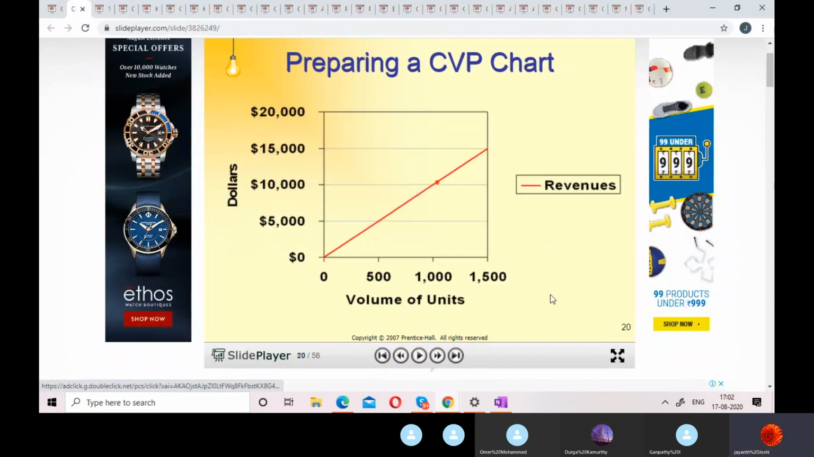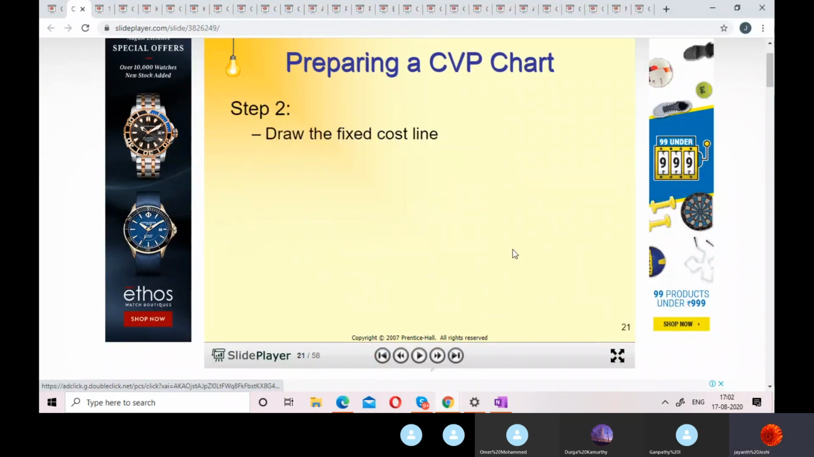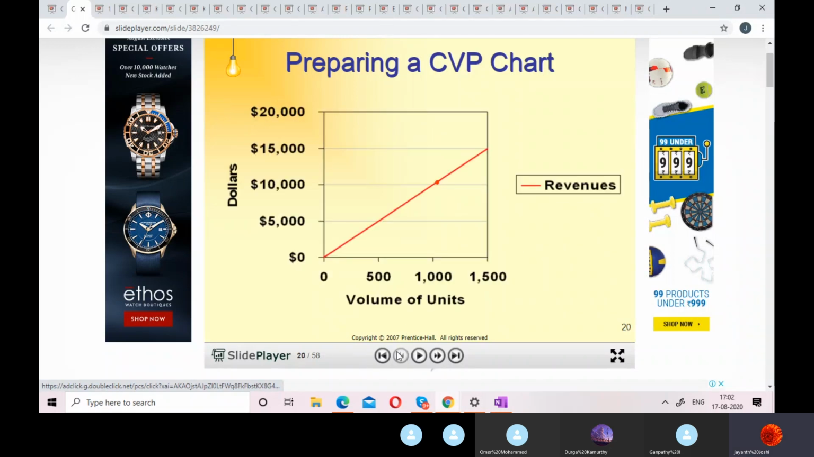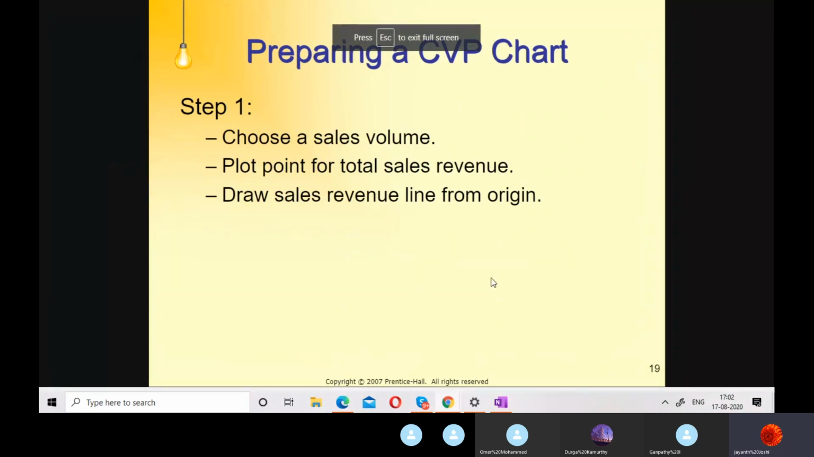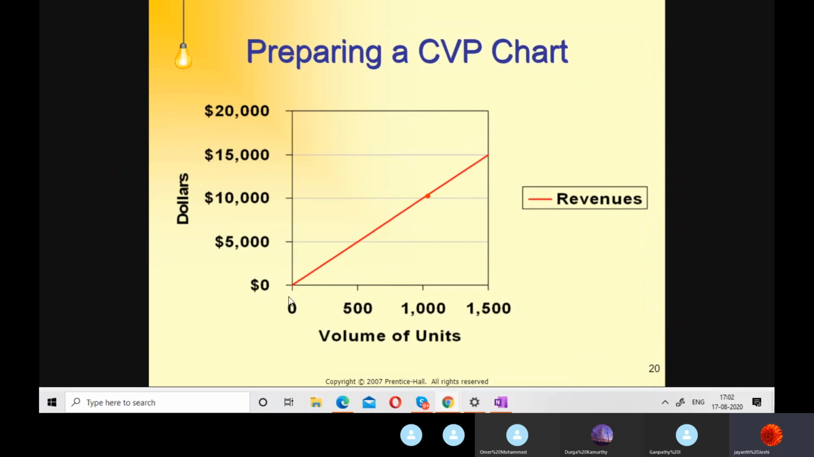So CVP chart also we have done. Okay, we will see the data. As per the data we'll do. So how to make a CVP chart? Choose a sales volume, plot point for total sales revenue, draw sales revenue line from origin. This is sales revenue line from origin. $15,000 you want to get the revenue of.